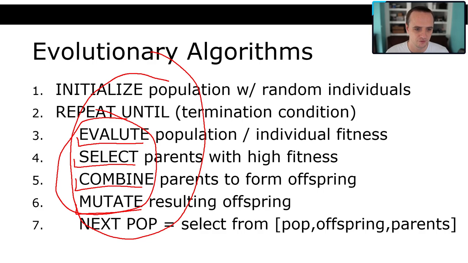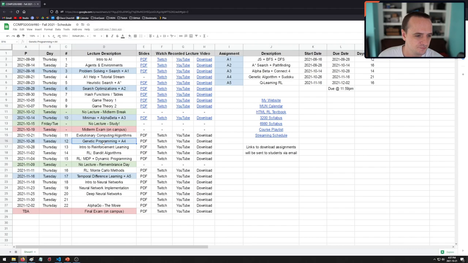Okay, that's it for today. Next class on Tuesday, I'll be going over a little bit more of genetic programming, which is really cool. Just maybe like 20 minutes on genetic programming, and then we'll go over assignment 4.